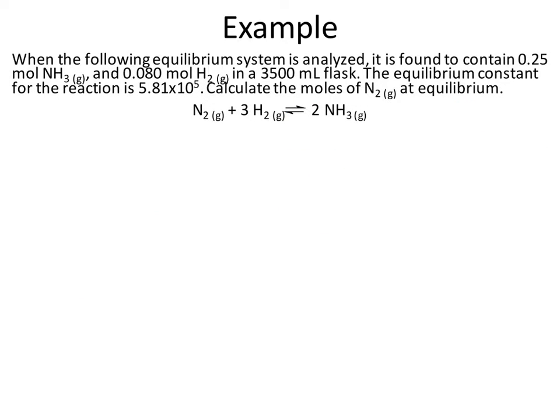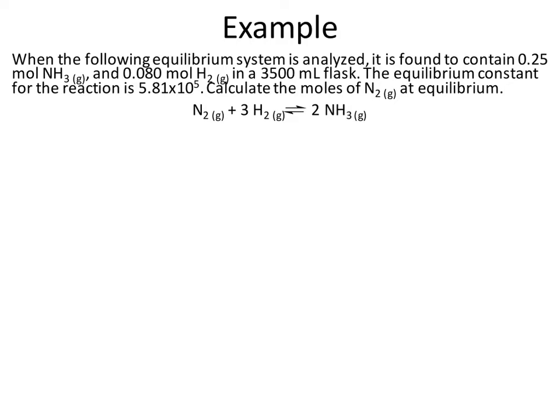Let's look at another example here. It says when the following equilibrium system is analyzed, it's found to contain 0.25 mole of NH3 gas, 0.080 mole of hydrogen gas in a 3,500 milliliter flask. The equilibrium constant for this reaction is 5.81 times 10 to the 5. Calculate the moles of N2 at equilibrium.